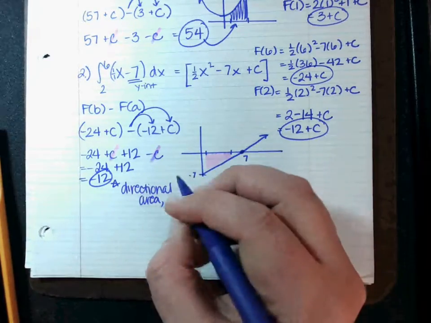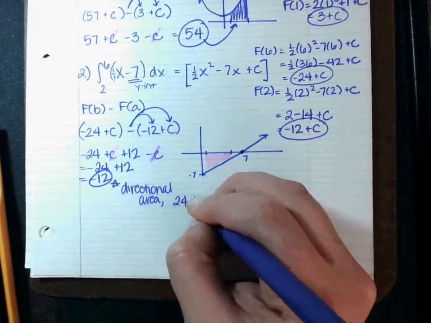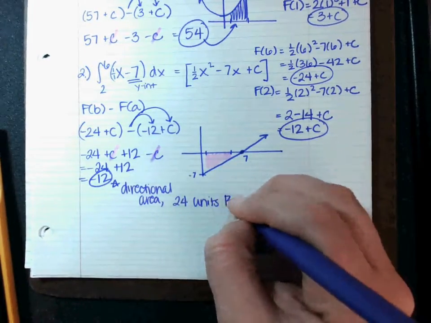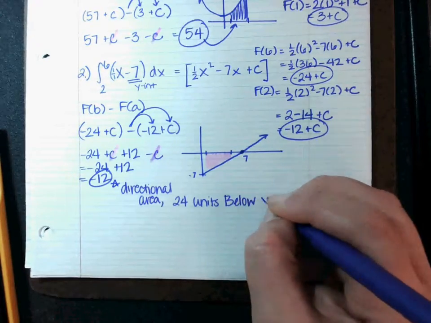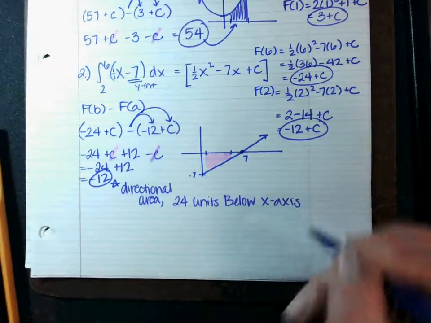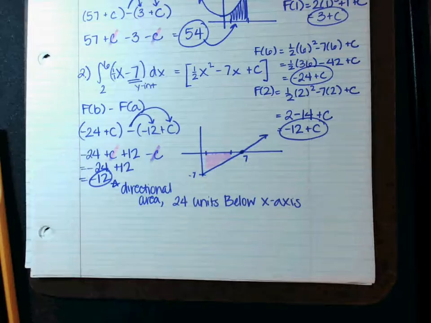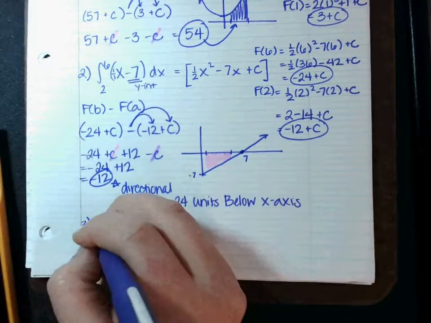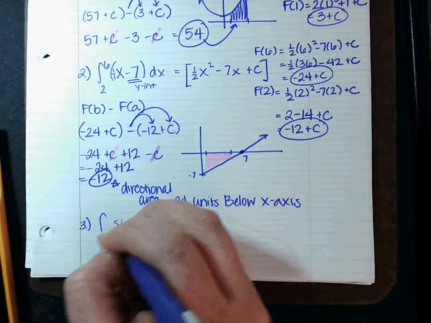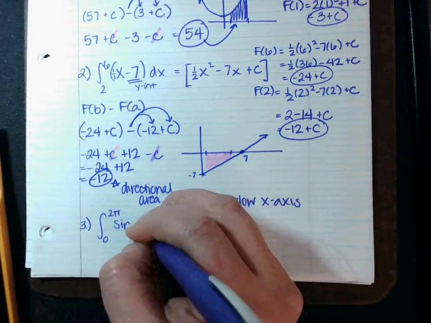And what that means is that your 24 units are below the x-axis. Okay? Alright, another one just like that, please. We are going to do the integral of sine x from 0 to 2 pi dx.